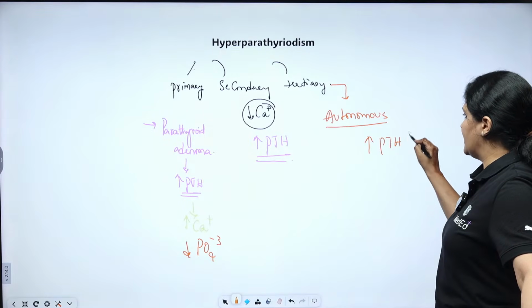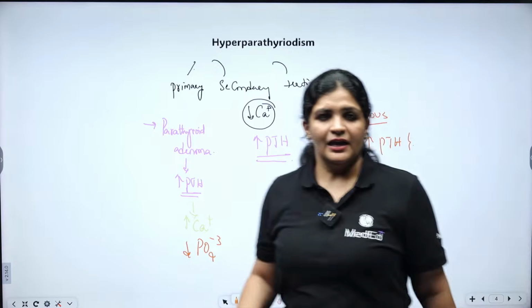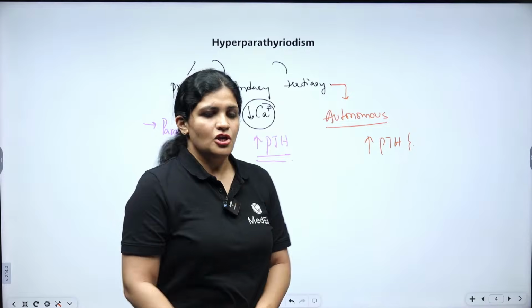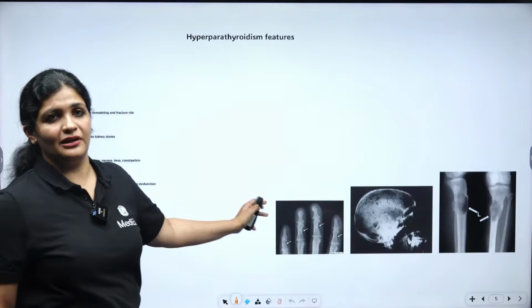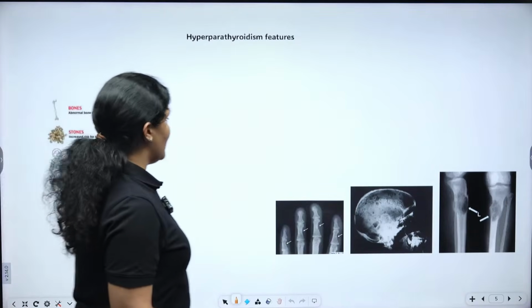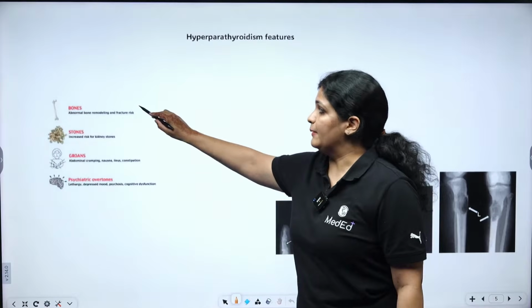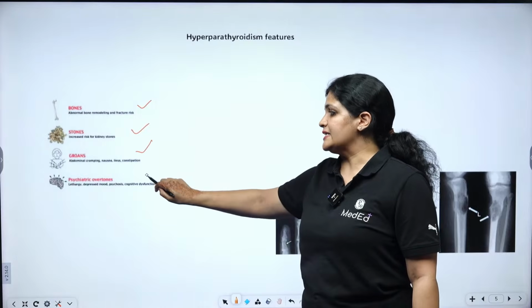So this is your tertiary hyperparathyroidism. Okay. Yes, secondary could be renal failure. Very good. Now let us see what are all the features of this hyperparathyroidism, which is important from the orthopedic point of view. Whenever there is hyperparathyroidism, you should remember one dictum: there will be bone pains, renal stones, abdominal groans and psychic overtones.